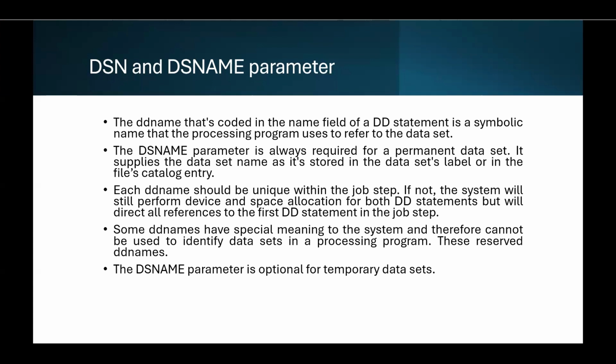The DSNAME parameter is optional for a temporary dataset. So for your permanent dataset, you need to code the DSNAME parameter in the DD statement. But if you are using a temporary dataset, you don't have to provide the DSNAME parameter. So DSNAME is all about the file that you will be using for that particular job step.